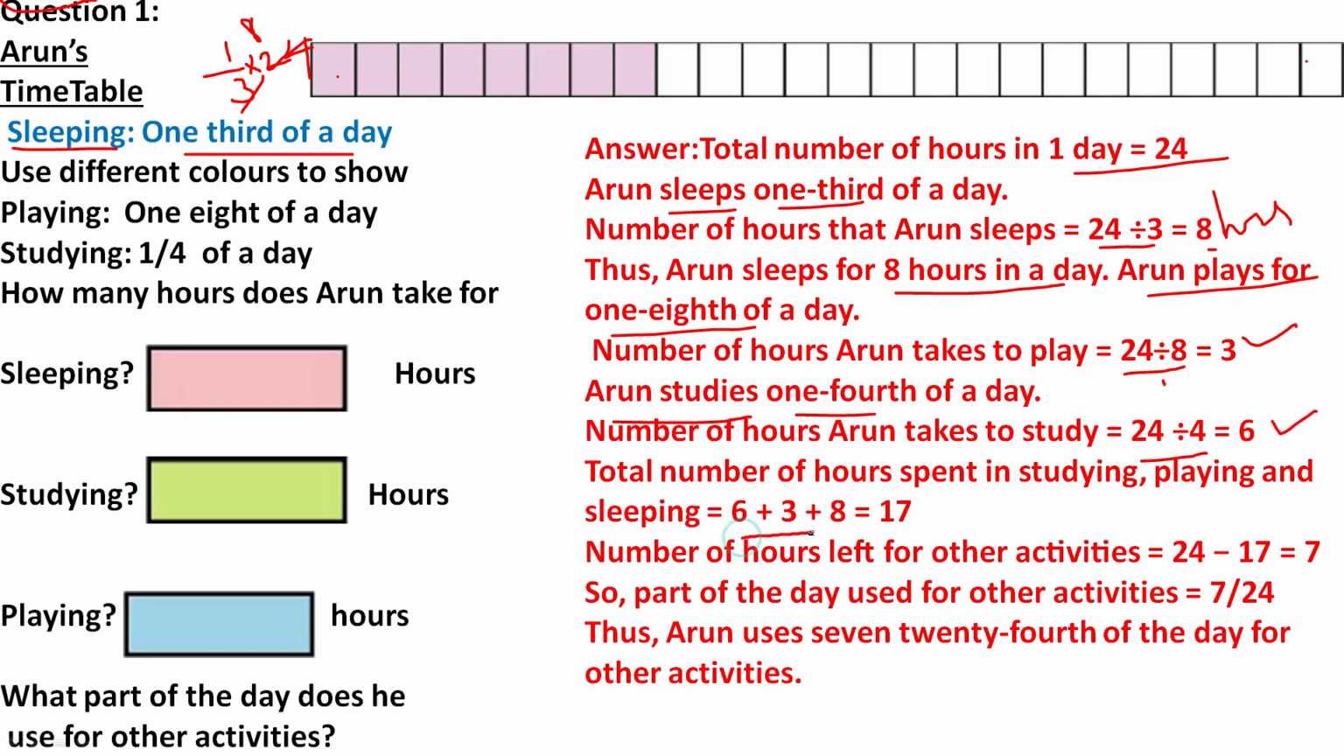So 6 plus 3 plus 8, 17 hours. The number of hours left, totally 24 hours minus 17 hours. These are the activities he is doing. So 7 hours are left. What part of the day? It is out of 24, 7. So 7 by 24. It is 7/24 of the day for other activities.